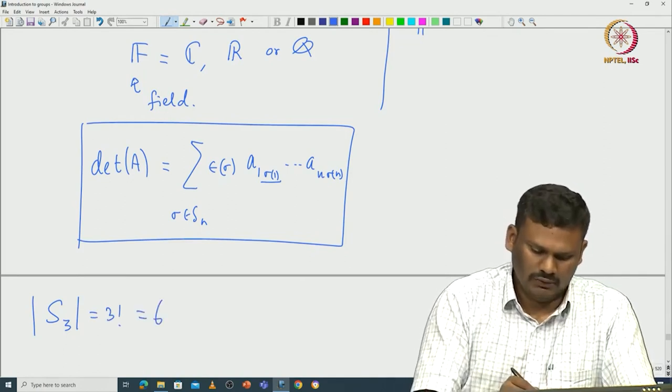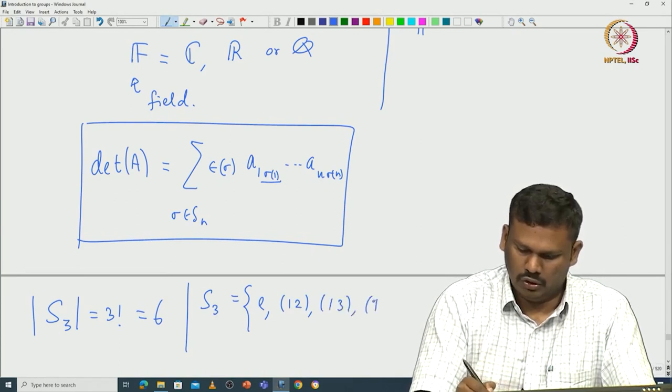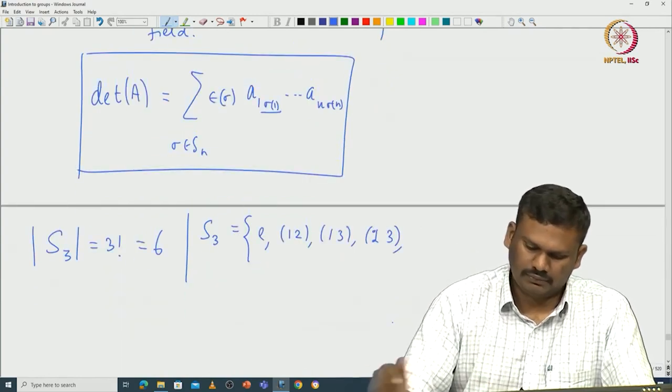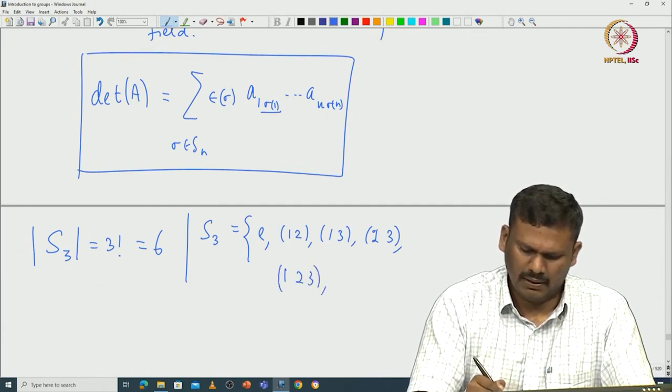So you can write down S3 very explicitly. This is going to be the identity, and then the transpositions (1 2), (1 3), and (2 3). So 3 transpositions are there. Then you have the product of them. So you will have the 3-cycle (1 2 3), and then I guess it's (1 3 2).